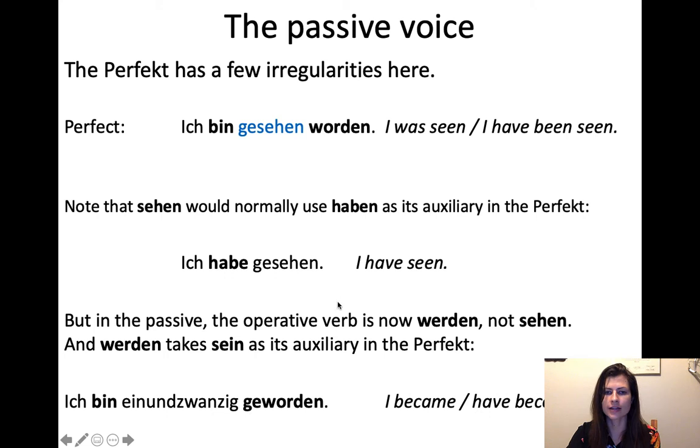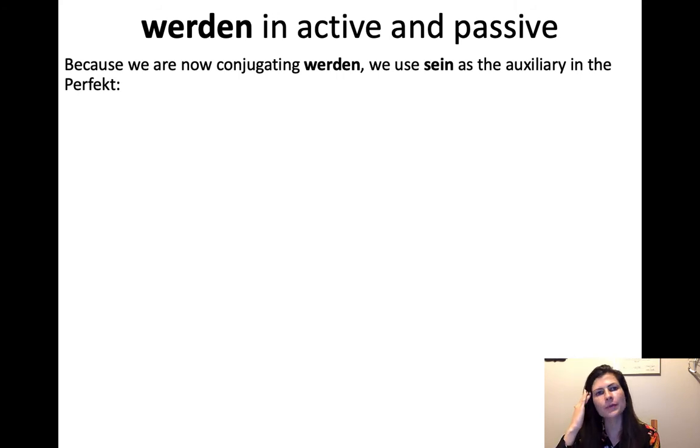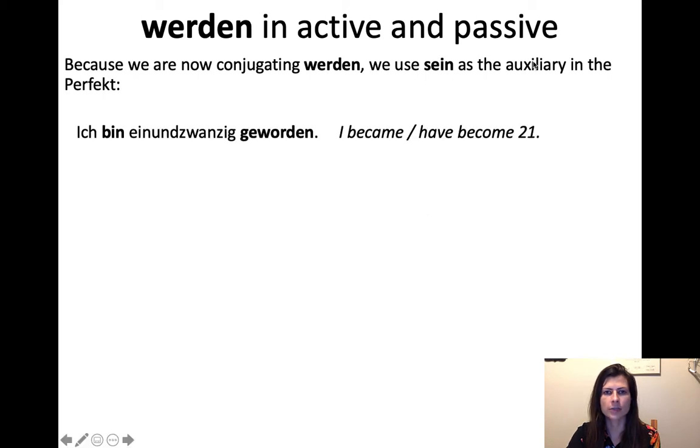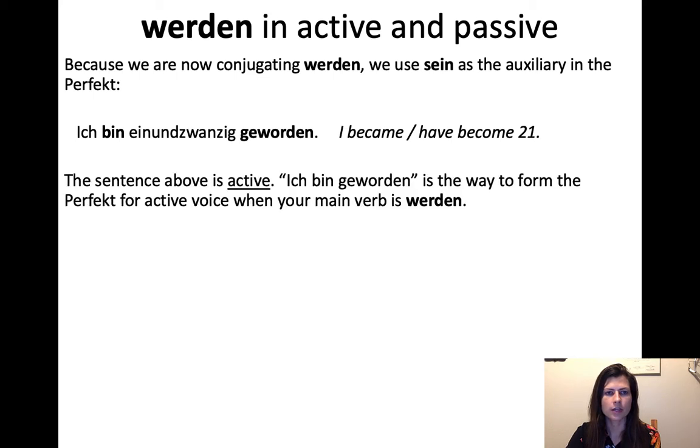It uses sein and not werden. Or rather, it uses sein and not haben, so that's important to note. What's happening here is that we're now using werden as our operative verb, and it uses sein as the auxiliary helping verb in the perfect. So we have ich bin 21 geworden, I became or I have become 21. This is an active sentence. Ich bin geworden is the way you use the perfect for active voice when your main verb is werden.